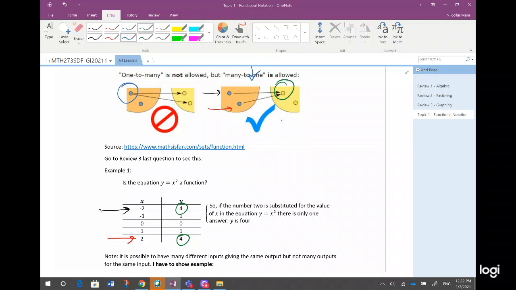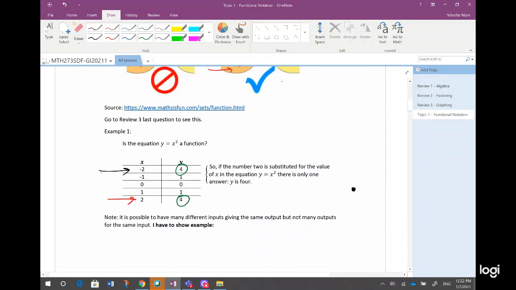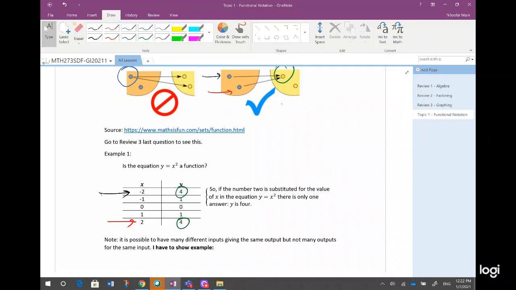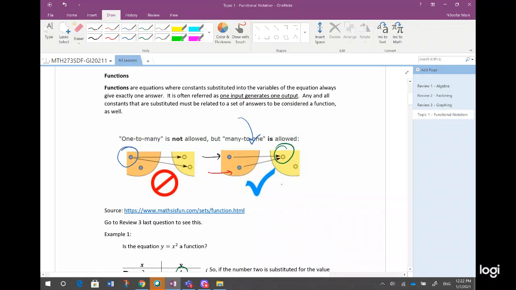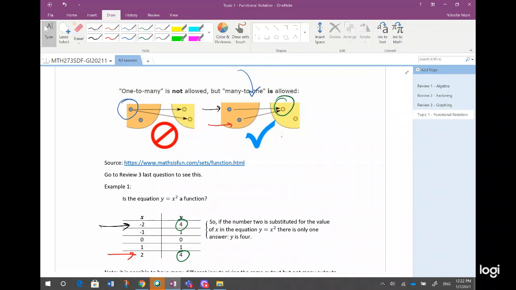I just want you to know these things before I start to talk about function notation. So here I talked about what is a function and what is not a function, and I showed you an example of this one, and an example of this one, which was on the previous lesson, the last example, review number 3, the last page.